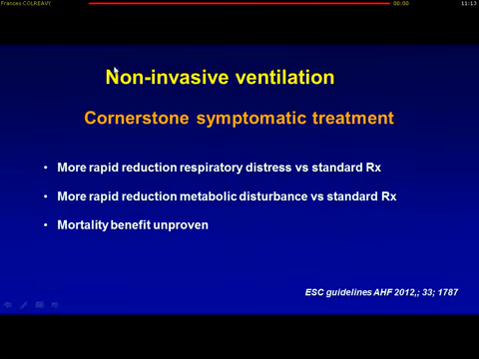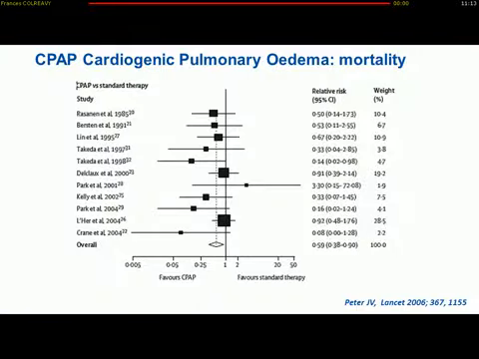Non-invasive ventilation, as has been mentioned by Michael Pinsky, is really a cornerstone of the symptomatic management of cardiogenic pulmonary edema. Compared to not using non-invasive ventilation, it is associated with a more rapid reduction in respiratory distress and a more rapid reduction in metabolic disturbance. Mortality benefit is slightly, I won't say controversial because there's no question of not using it, but slightly unproven.